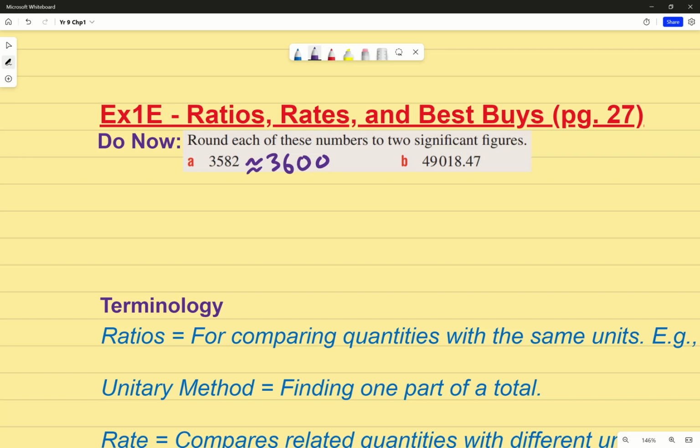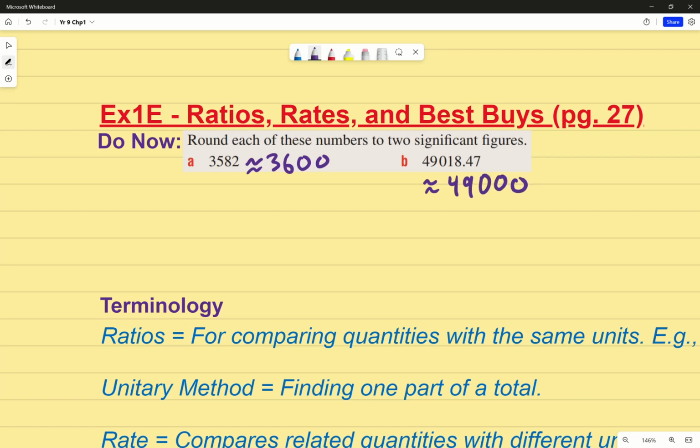For the second example, we have 49,018.47. Seems very specific, so let's round it to two significant figures. I know the 4 and the 9 are significant, so the digit after the 9 is a 0. We round down, so it becomes approximately 49000. No need for the decimals.